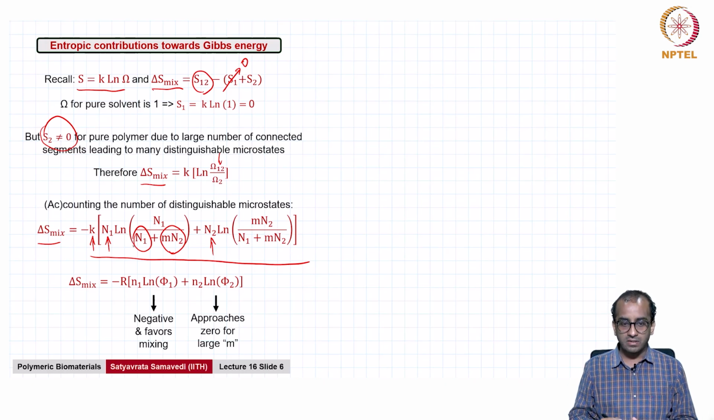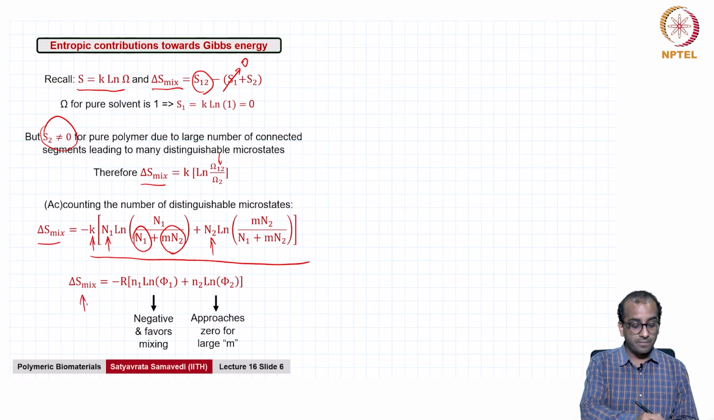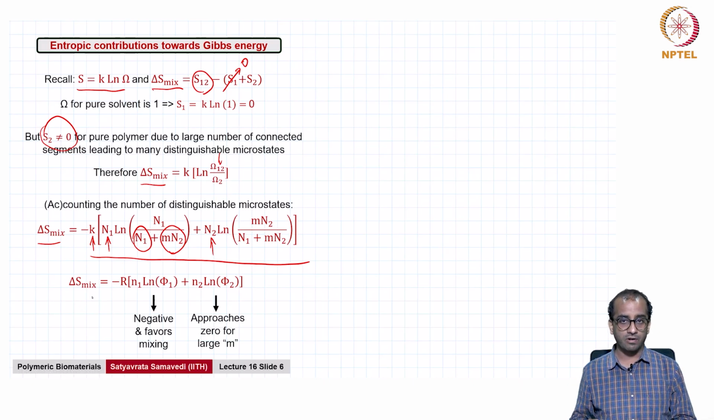Now, if you recast it in terms of moles and volume fractions, what you end up getting is minus R times N1 ln of Phi1 plus N2 ln of Phi2. Now, it might surprise you right away that this looks very similar to the expression we got for ideal solution of small molecules, with the only difference that we are using volume fractions instead of mole fractions.